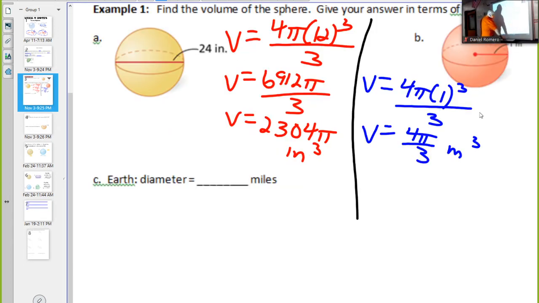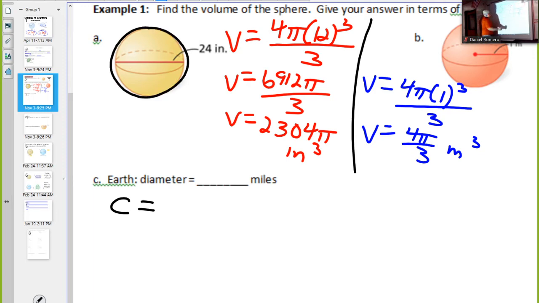Next problem is kind of interesting because I don't see anything here leading up to it. They're asking you what the diameter of the Earth is, but there's no picture or anything. So maybe I forgot to paste something over. But I know from my memory, I can tell you the circumference of the Earth, if you go around the equator. Imagine that this is the Earth here, right?